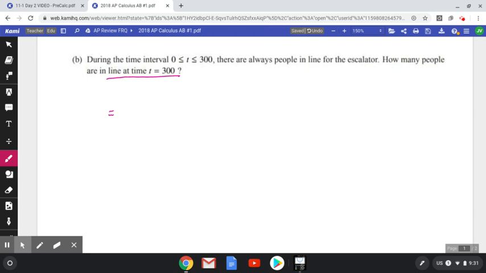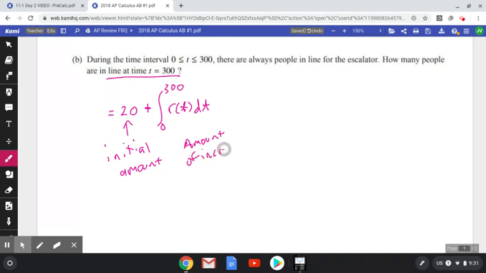Well, what we want to do here is we want to take into account the initial amount, right? At time 0, there's people in line already. So that would be 20. Then we're going to add the amount of change for the increase, which is from 0 to 300, r of t dt. Luckily, we've already found that. So this 20 represents, and you don't have to write this down, I'm just trying to be real specific here. This 20 represents the initial amount, and then the 0 to 300 with the integral of r of t dt represents the amount of increase.